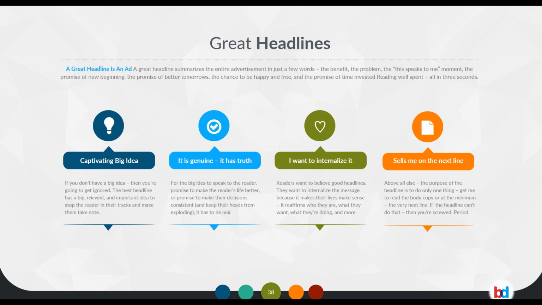Now, it's hard to do all three of these things: have a big idea that has strong brand truth and makes me want to internalize it. At the very minimum, you've got to have a big idea and it's got to have brand truth. Not every idea you're going to want to internalize. I mean, even some of these things that I'm going to show you are going to be very good landing pages.